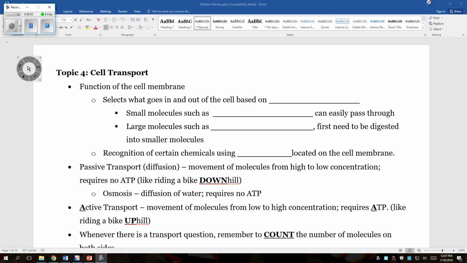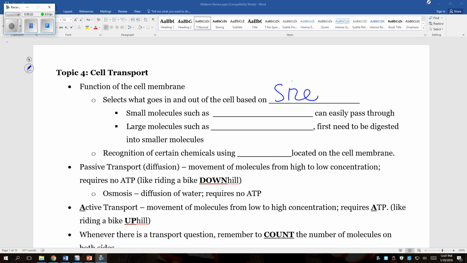All right, we're now on topic 4, which is cell transport. That's what we most recently did in class. Remember, transport is talking about the movement of molecules into and out of the cell. The function of the cell membrane, which is our first bullet point, says that it selects what goes in and out of the cell based on size.